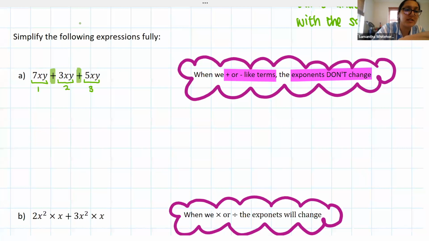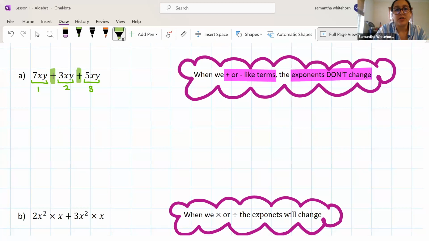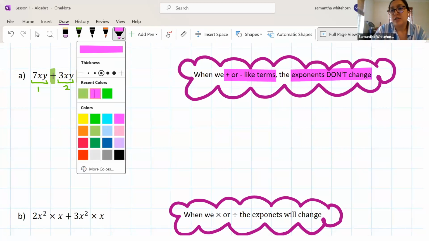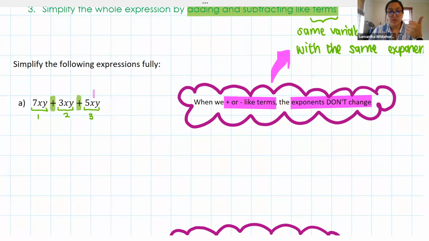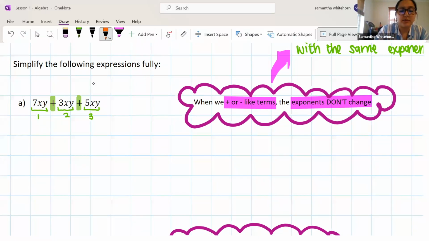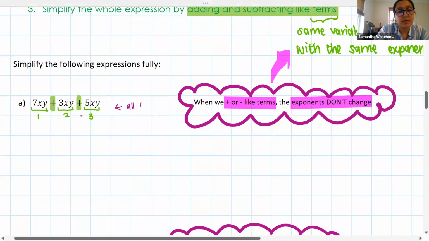So those are my first 2 steps done, nice and easy. The next thing I now want to do is look for my like terms. Now remember, as we said earlier, it's the same variable with the same exponents. If I look at my terms, I've got a 7xy, so the variables are x to the power 1, y to the power 1. I've got 3xy, so the same set of variables with the same exponents, and 5xy, again, same set of variables, same set of exponents. So these are all like terms.